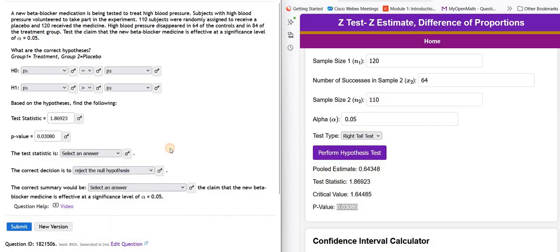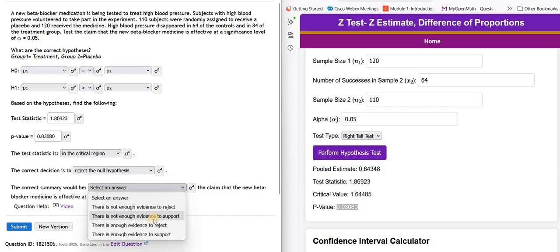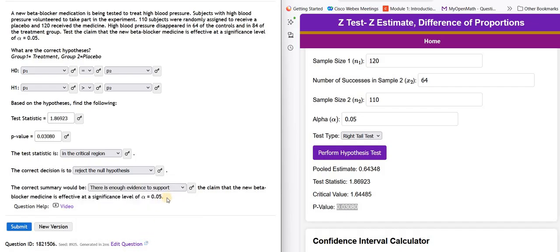We're going to reject the null hypothesis, which means the test statistic is in the rejection region or in the critical region. You can also compare the test statistic with the critical value. Given this right tail test, you see here the critical value is less than the test statistic, which means the test statistic is absolutely in the critical region. And the correct decision here, because we are rejecting the null hypothesis, which means we do have evidence to support our claim. So I'm going to choose here, there is enough evidence to support, which is this one.